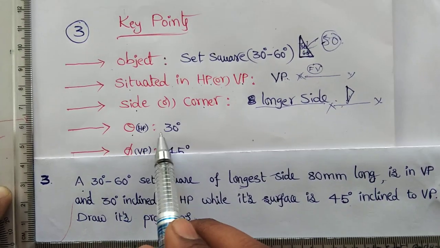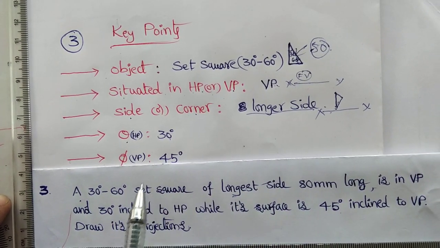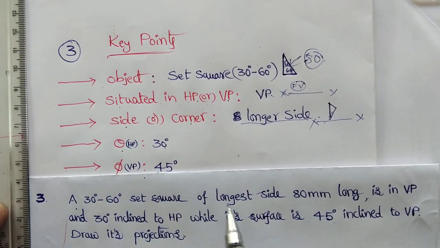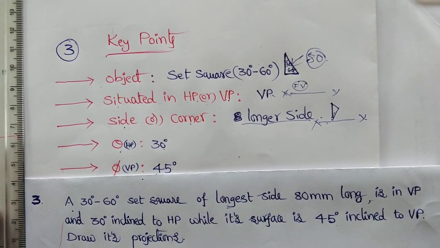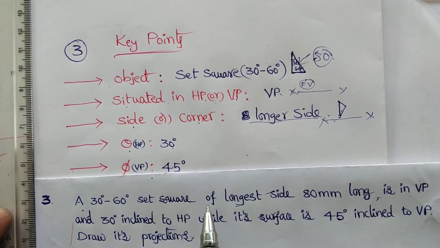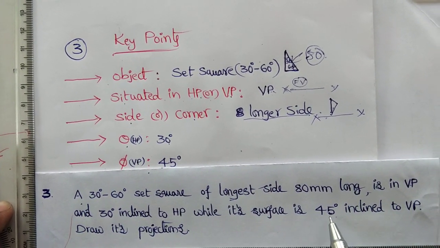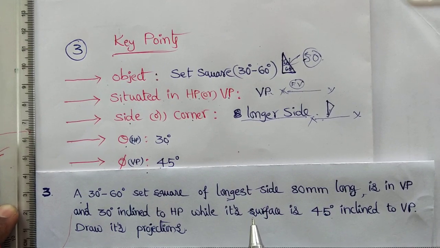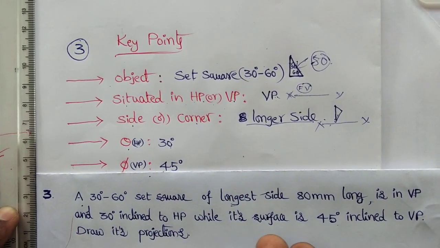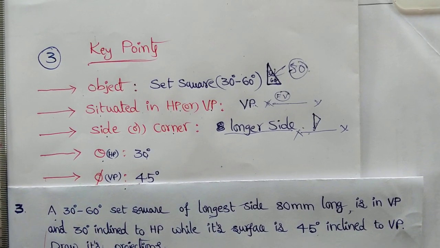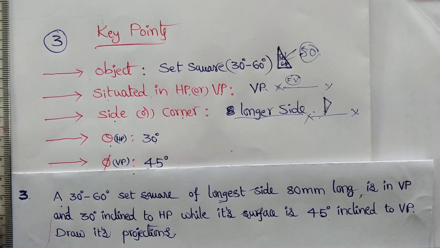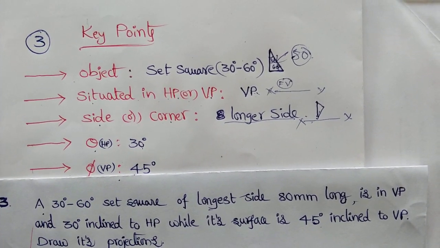And the inclination with HP is 30 degrees. Similarly, the inclination with VP is 45 degrees. These are the key points of this particular problem. Now let us see the construction of projections of the set square. One more thing here: the plane is inclined to both HP and VP, so projections can be completed in three stages. First, the simple position. Second, the inclination with one plane. And third, the inclination with both HP and VP.